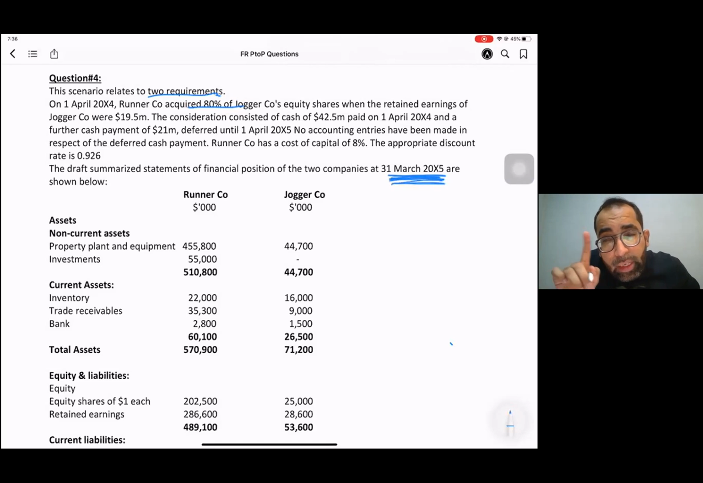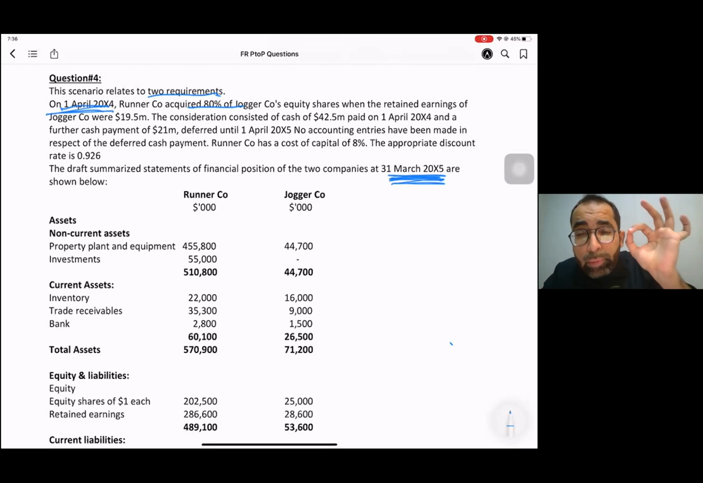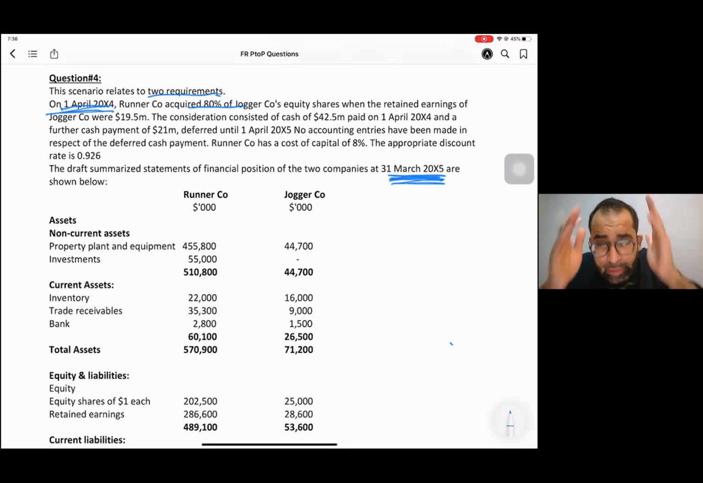So definitely the beginning of the year, go 12 months back, 1st April X4. So thank God there is no mid-year acquisition in this question. You acquired the company on the first day of the accounting period, okay? And there is a 1 year gap. From 1st April X4 to 31st March X5, there is only 1 year between the acquisition date and disposal date.